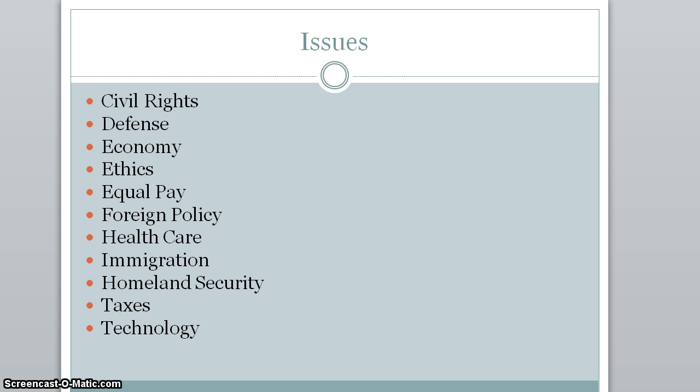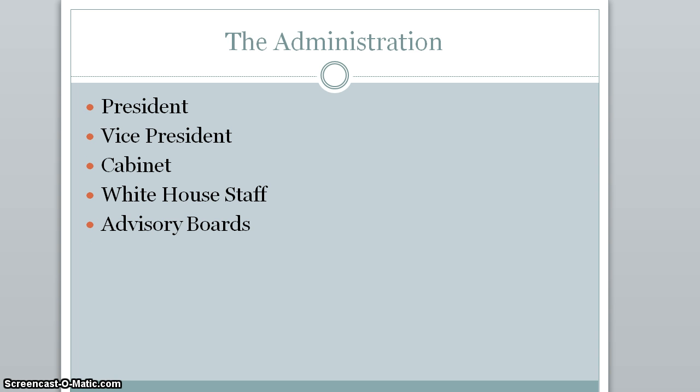The issues section, obviously, you can find the administration's position on any number of issues. Just a brief listing of the issues here. Where does the Obama administration stand on these issues? Here's where you find that information. Issues such as civil rights, defense, the economy, ethics, equal pay, foreign policy, healthcare, immigration, homeland security, taxes, technology, those and any number of other issues, you can find substantial information on the administration's position.